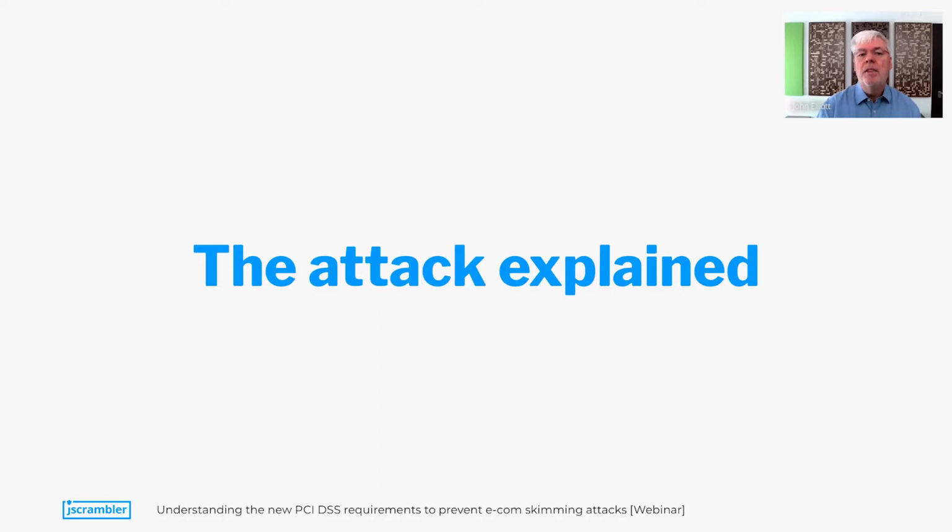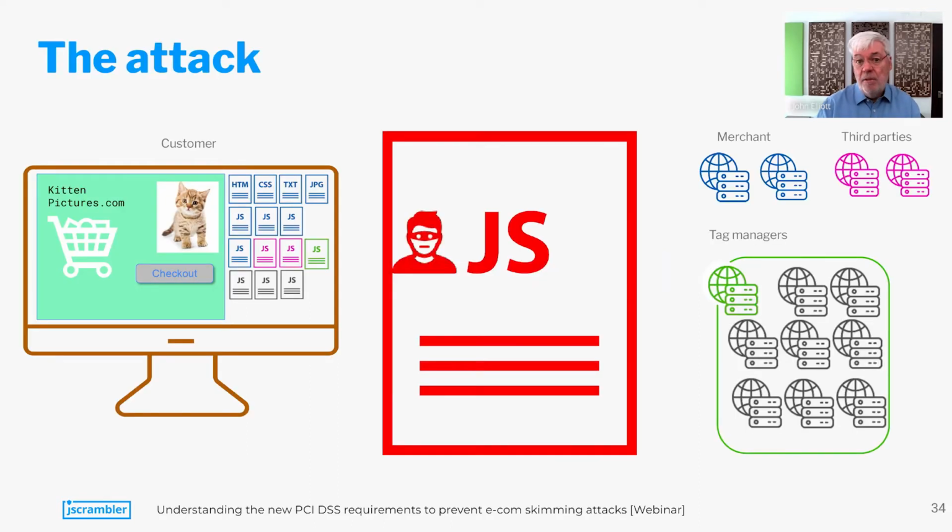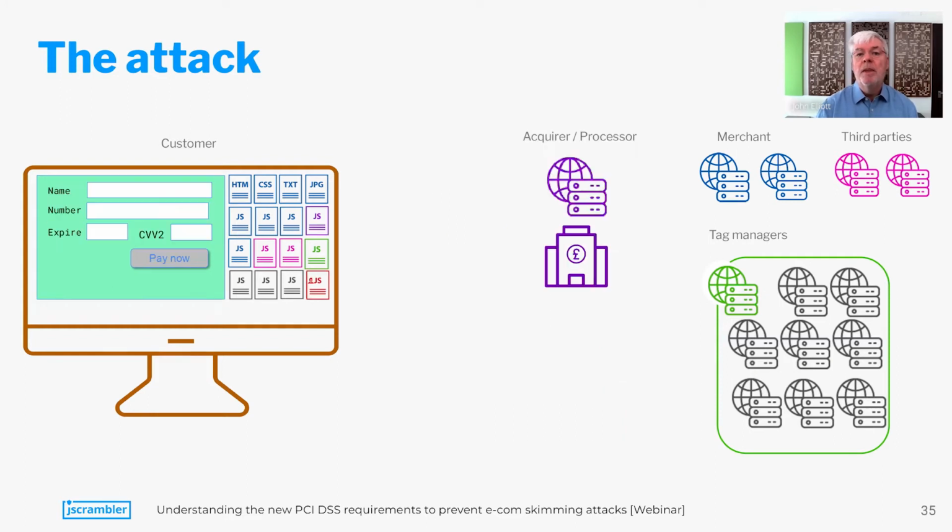So now let's look at the attack. The attack's very simple. It's based on the criminal being able to get their own JavaScript executing in the customer's browser. Once the criminal's JavaScript has been loaded, it's able to access all of the elements on the page, including the form entry elements that are going to be used to receive cardholder data.